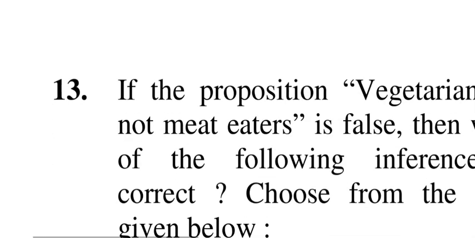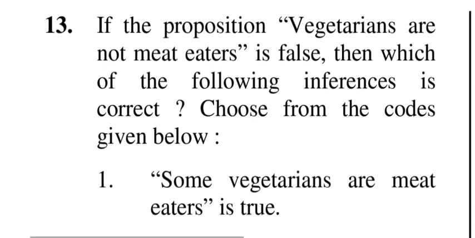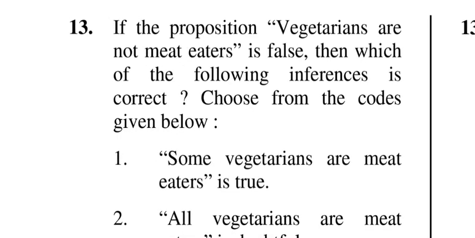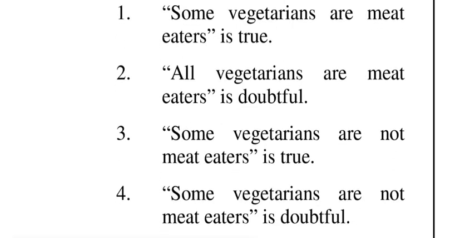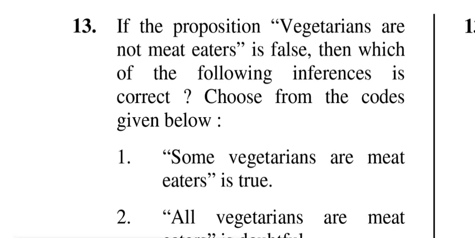Moving on, number 13. If the proposition "vegetarians are not meat eaters" is false, then which of the following inferences is correct? Choose from the options given below. Some vegetarians are meat eaters is true. All vegetarians are meat eaters is doubtful. Some vegetarians are not meat eaters is true. Some vegetarians are not meat eaters is doubtful. The correct option will be A.